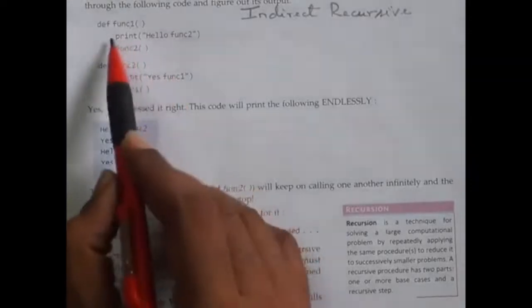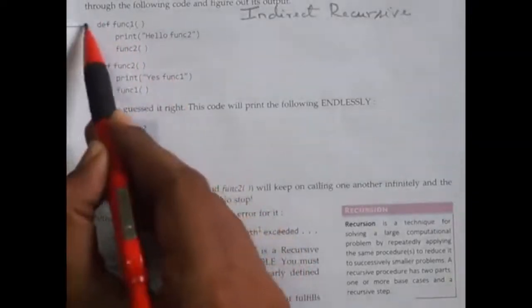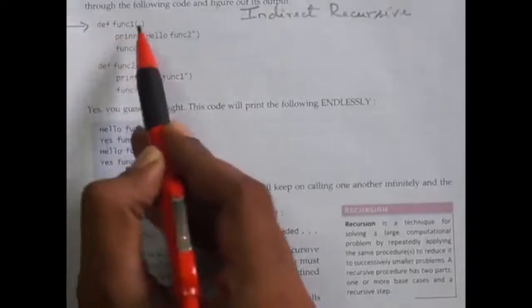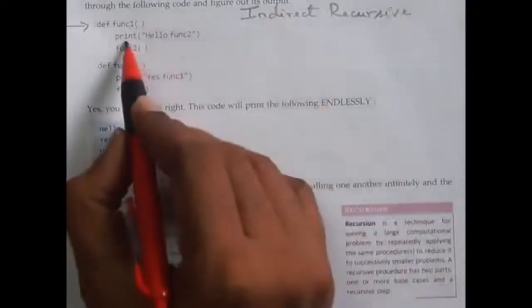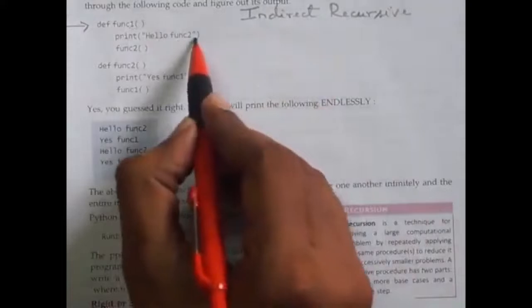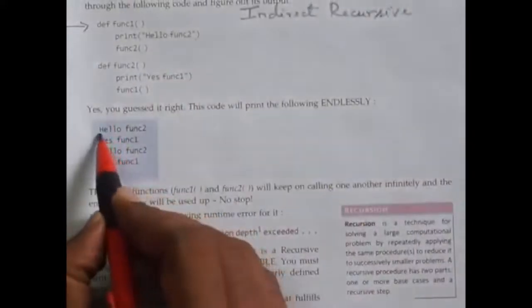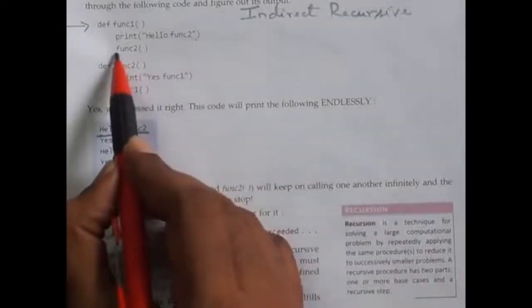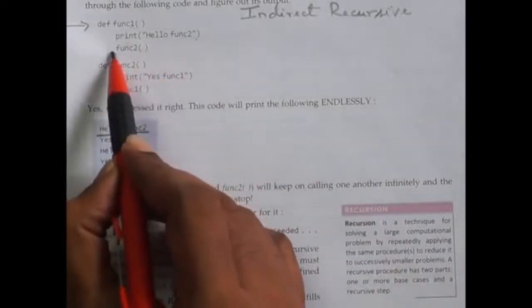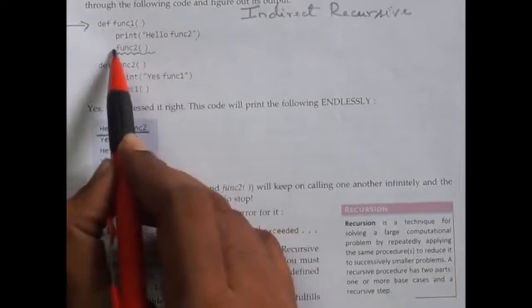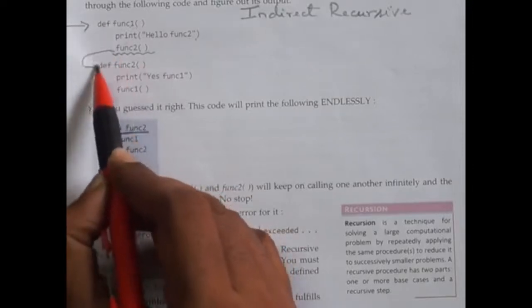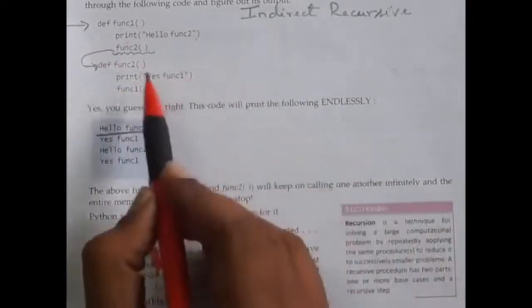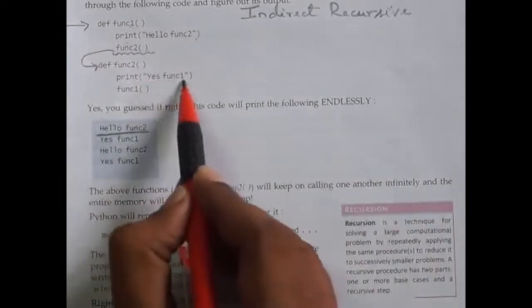Listen. First, def function 1 is going to be executed. What is going to be printed? Hello func2 will be printed. What is this func2? It is a calling statement. So this line will call this func2. Here what is there? Yes func1 is there. So yes func1 is printed.